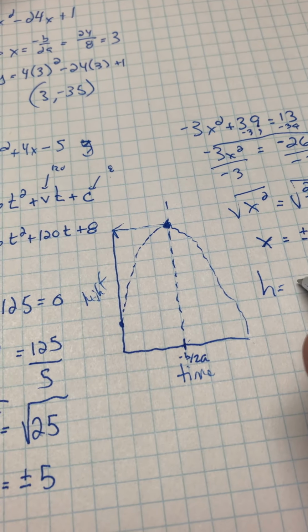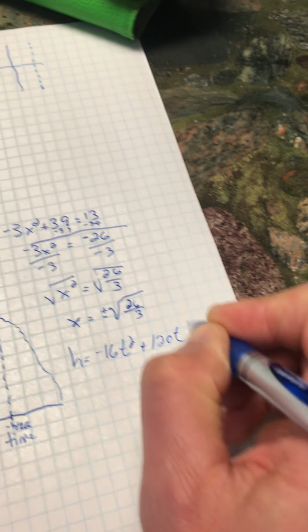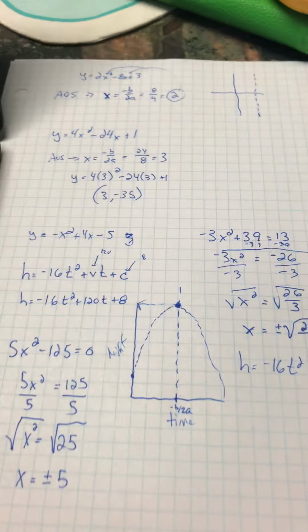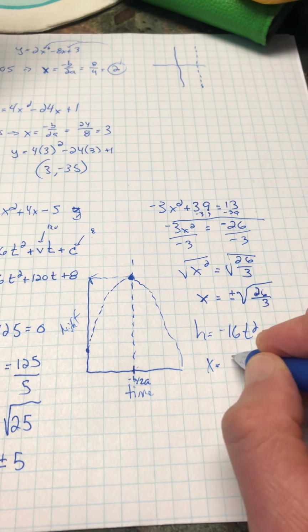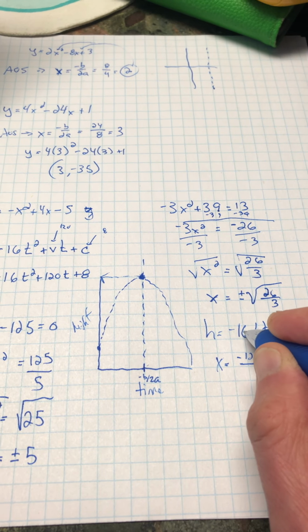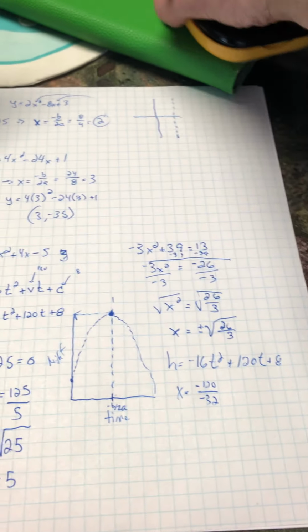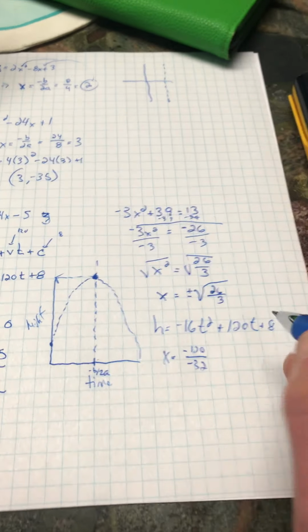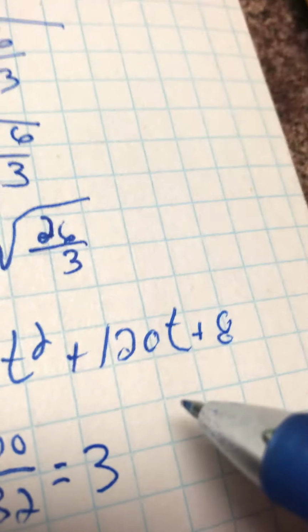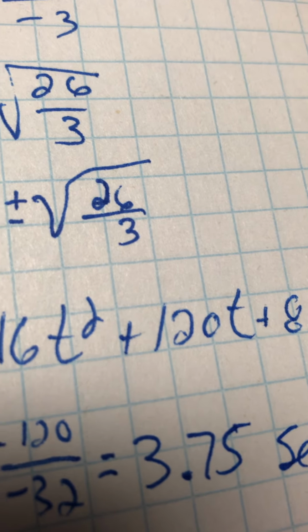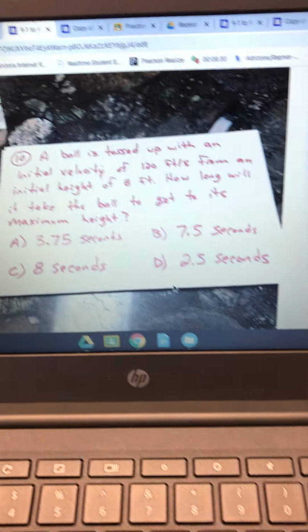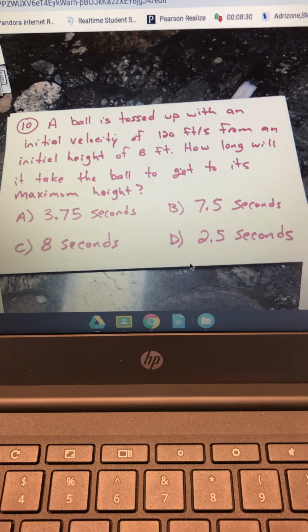So h equals -16t squared plus 120t plus 8. Let's find the vertex, the opposite of b over 2a. So x equals -120 over 2 times -16, which is -32. I go to the calculator, 120 divided by 32, negative divided by negative is positive, and I get 3.75. That's in seconds. So in this sketch, this would be 3.75 seconds, which ended up in our answer being letter A.